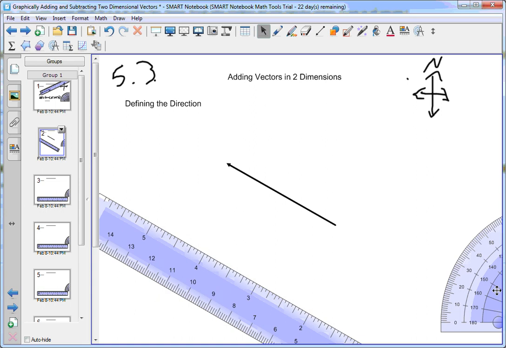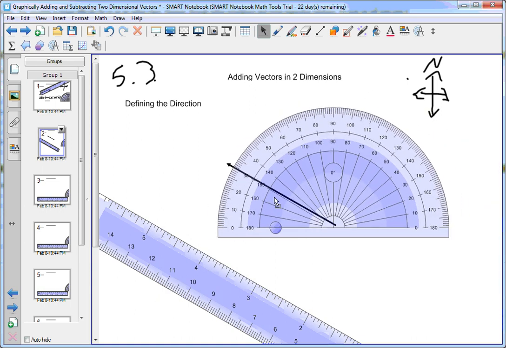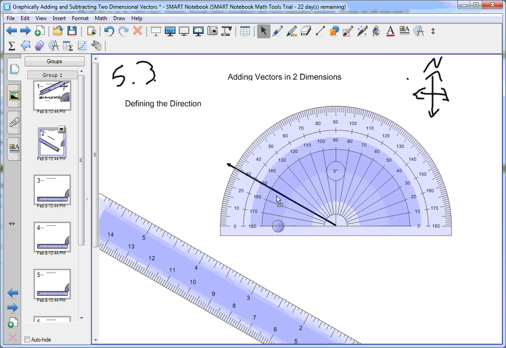So we know that it's 5.3 centimeters, but what is its direction? Make sure that the line goes through the origin. And have a look here. Looks like 29 degrees. Now that would be what? This direction is west, so it would be west 29 degrees north.